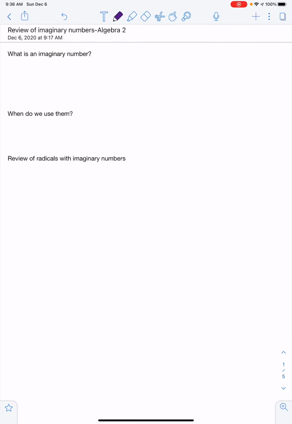Hi, so the question has come up. I'm having trouble with imaginary numbers, and I wanted to take a few minutes and review it, both for the take home test and for the final. And so, what is an imaginary number?